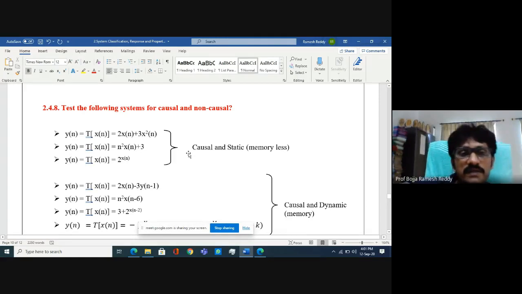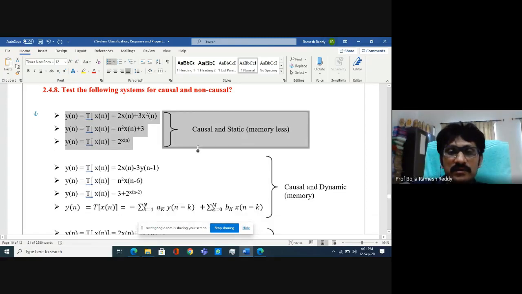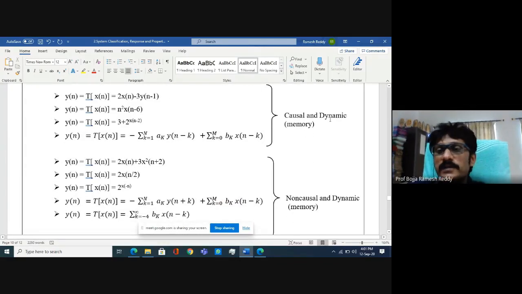Now first set, you see, this is present input, this is also present input, here present input, here present input. In all the three cases, the present output may depend on only the present input. Such type of systems are called static systems as well as causal systems. Static and causal. Okay. Next set, see, causal and dynamic.